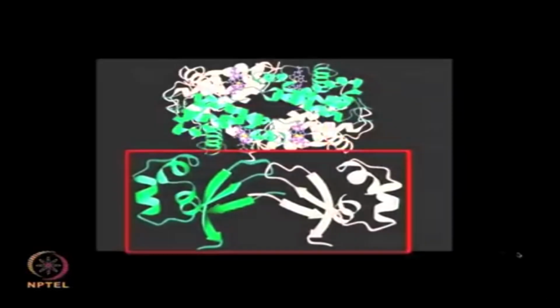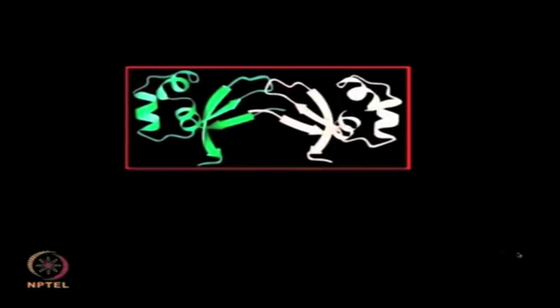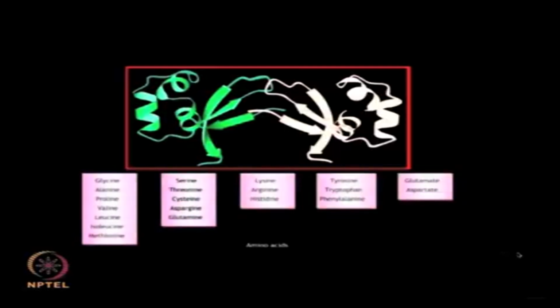They are classified based on the properties of their side chains or R groups, which vary in size, structure and charge. Polarity of the side chain is one of the main bases for the classification. Amino acids having nonpolar aliphatic side chains include glycine, alanine, proline, valine, leucine, isoleucine and methionine.